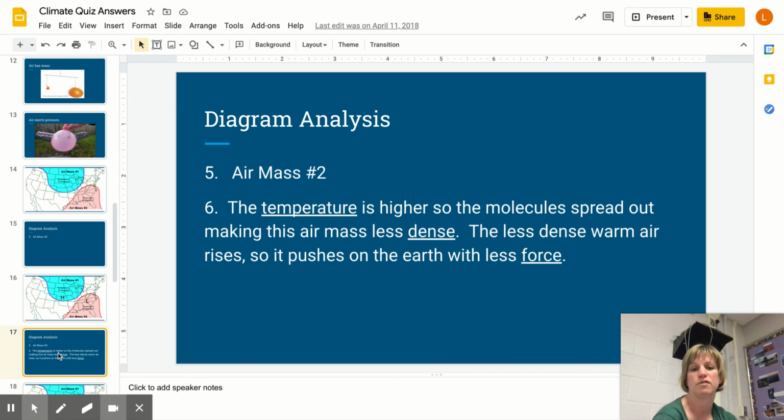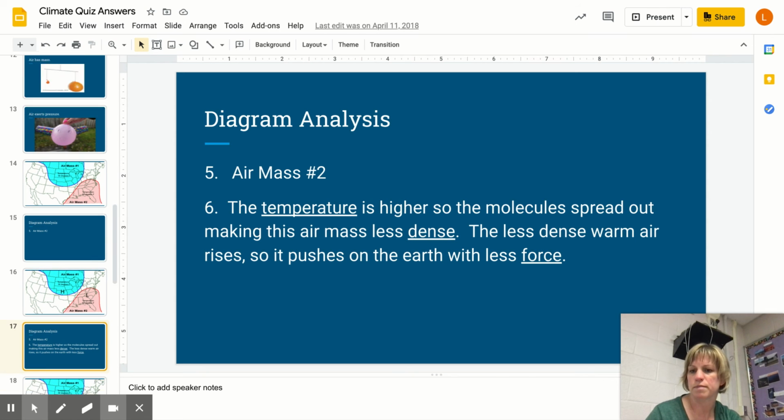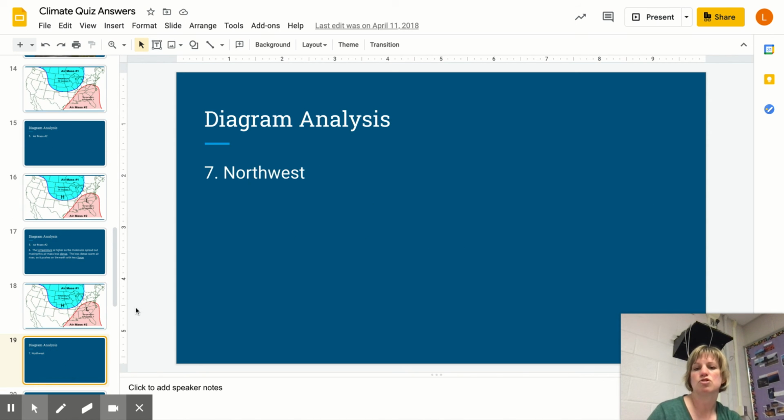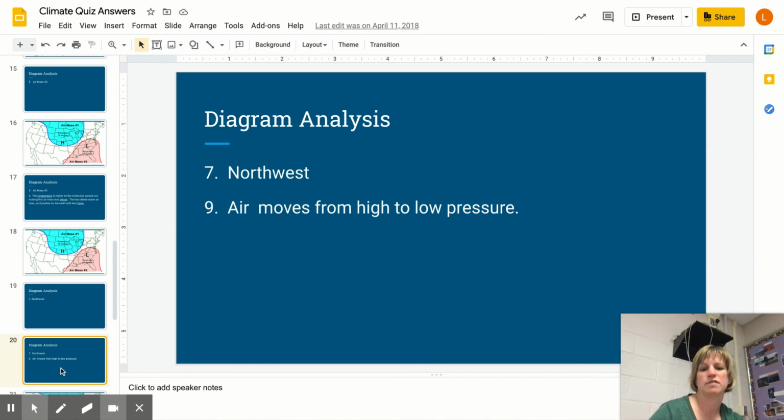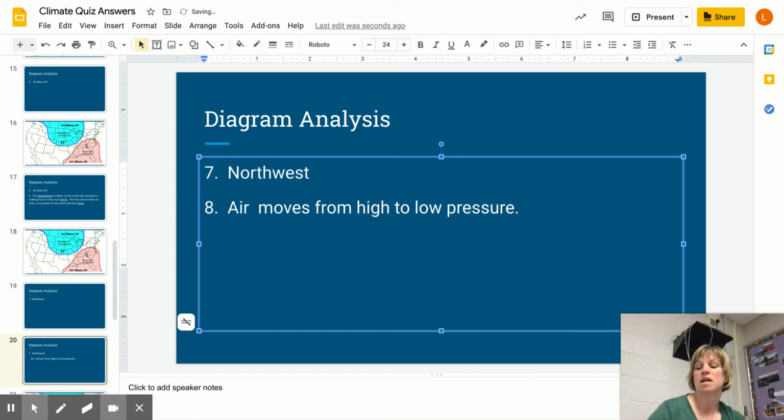So you should have for sure number 7, northwest, coming from the northwest to the southeast. And now let's explain our choice. Why is this scientifically accurate? It's scientifically accurate because air moves from high to low pressure. Think of it this way: more forceful air always pushes away the less forceful air.